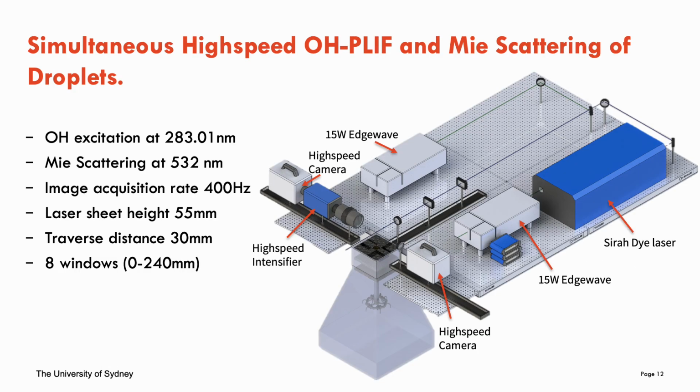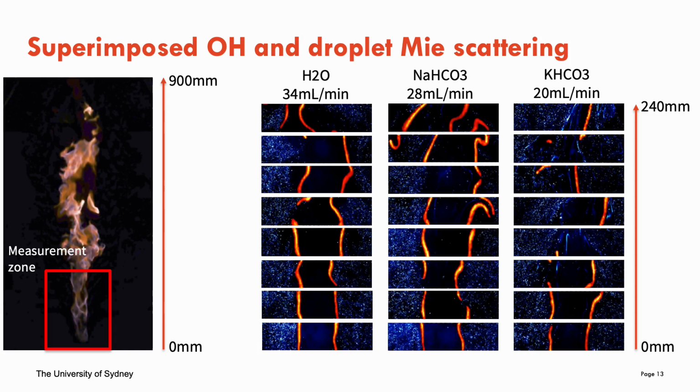So now we have the stability maps done, let's do some high-speed imaging. We really want to figure out where these droplets sit with respect to the reaction zone. So we do simultaneous high-speed imaging of OH-PLIF and Mie scattering of droplets, where we excite the OH to approximate the reaction layers, and Mie scattering for droplet position. We image at a rate of 400 Hz, our image window is around 55 millimeters, and we image a total of 0 millimeters to 240 millimeters.